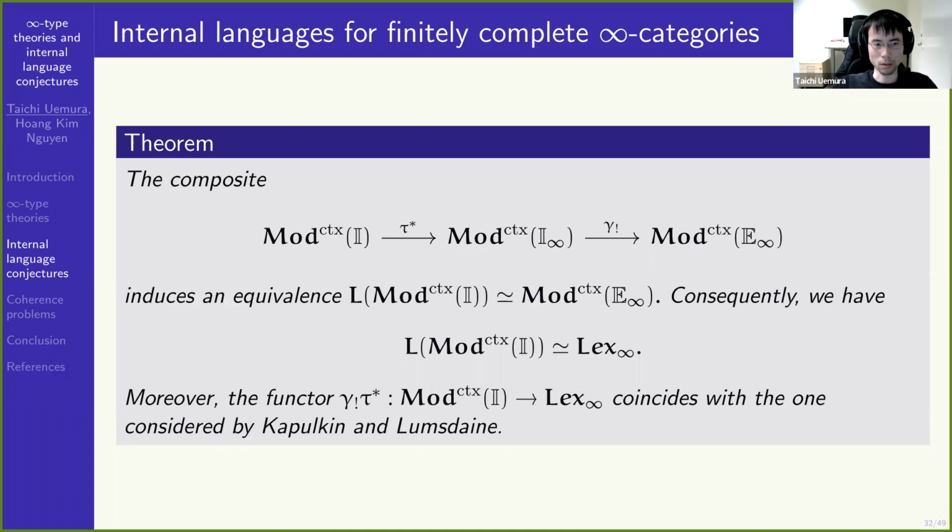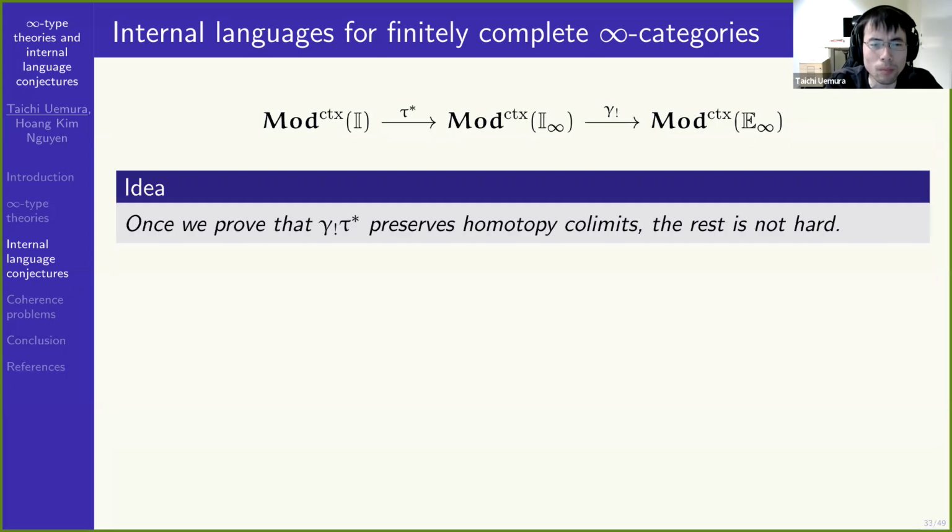Okay, so we're back to the internal language conjectures for finitely complete infinity categories. We prove that these composite functors are equivalences between the localizations, and the functor coincides with Kapulkin and Lumsdaine's. So how do we prove this? The idea is that if we prove that this composite preserves some homotopy colimits, then the rest is not so hard.